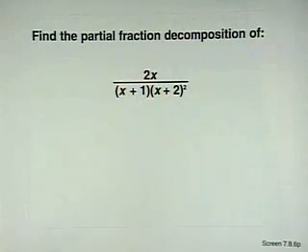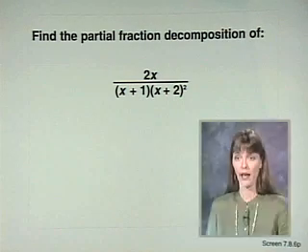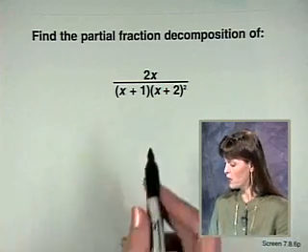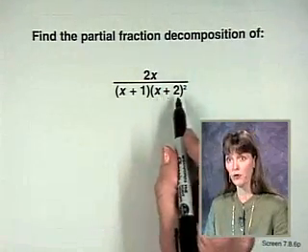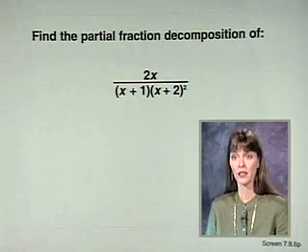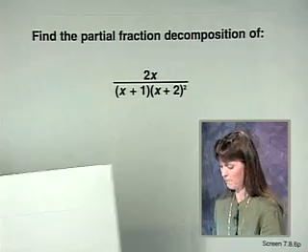Let's find the partial fraction decomposition of this rational expression. We have 2x divided by x plus 1 times the quantity x plus 2 squared. This appears to be the same format as what we had earlier, except as you'll notice, this factor of the denominator is actually a linear factor raised to a power. Let's see what to do in this case.